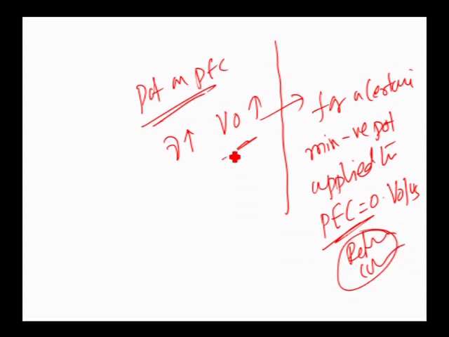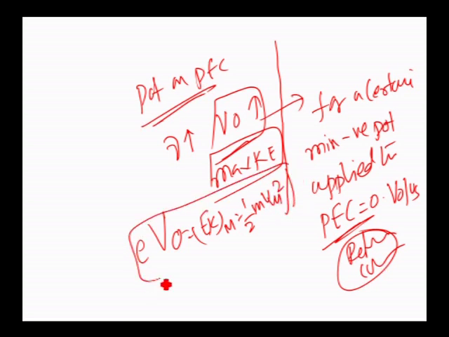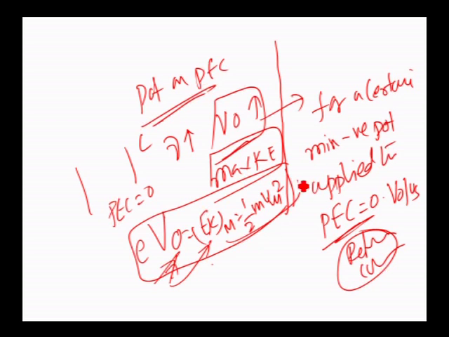Is it clear? The significance of stopping potential is to measure the maximum kinetic energy. Therefore, we can write eV0 = Ek maximum = half m vm square. Important equation. That means, when the applied potential is equal to the kinetic energy of photoelectrons, no electrons will reach the collector plate, so the photoelectric current will be zero. Therefore, the significance of stopping potential is to measure the maximum kinetic energy of photoelectrons.